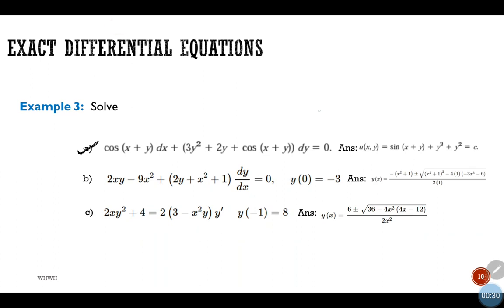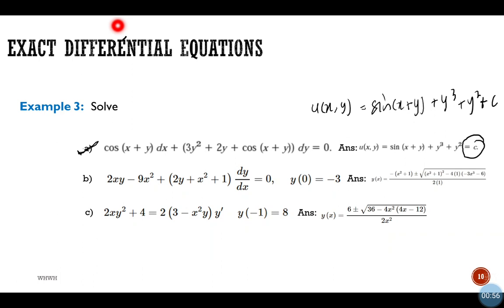Okay, if I'm not mistaken, the answer that I provided you is u(x,y) equals sin(x+y) plus x cubed plus y squared. Where is C? I just letak C kat sini kan? Plus C. Alright? But how come the answer given here is equal to C? Apa maksud semua ni? Okay. So both answers here are actually correct.